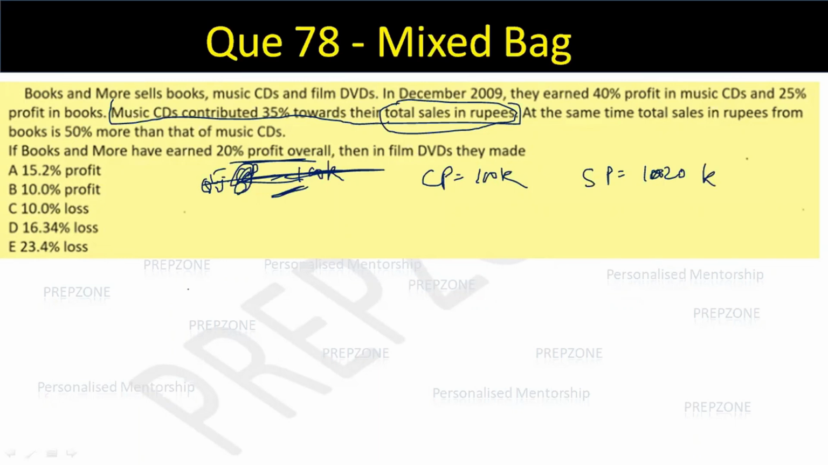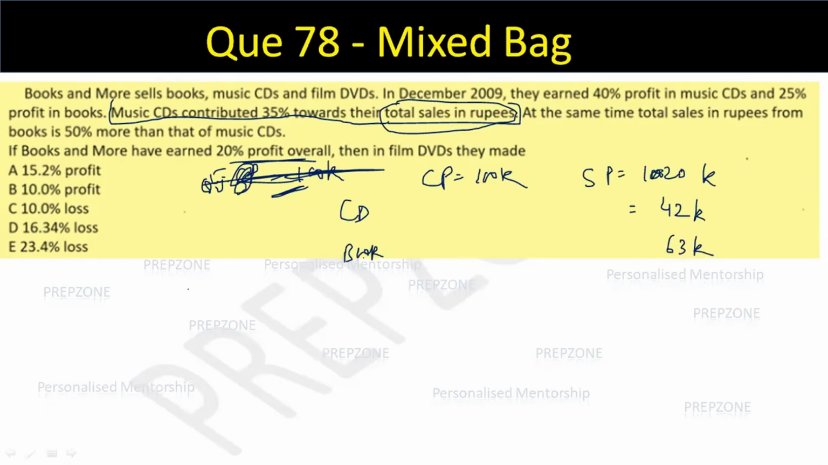Now individual items are given. So music CD, let's say CD, contributed 35% towards the total sales. So how much sale is coming from CD? 35% of 120, which is what? 42K. Okay, and books, the total sales in rupees from books is 50% more than that of music CD. This is 42K, so how much from books? 50% more, which means 42 plus 21, this is 63K.